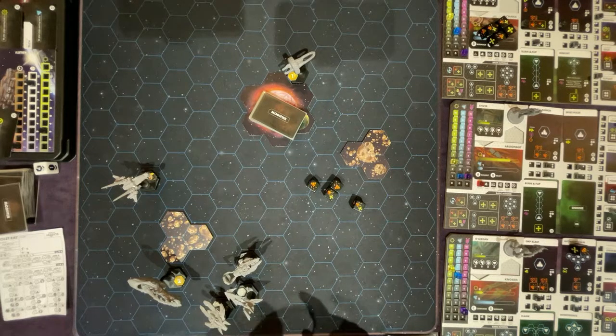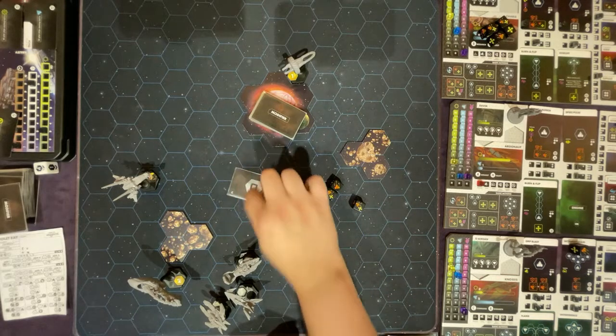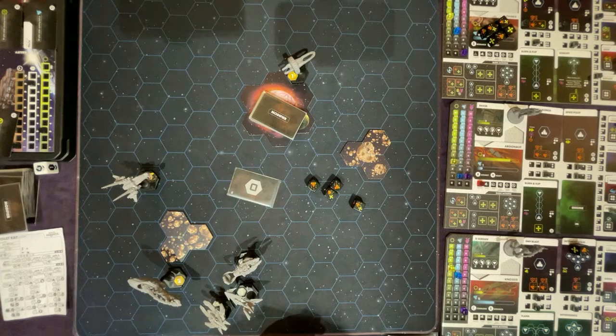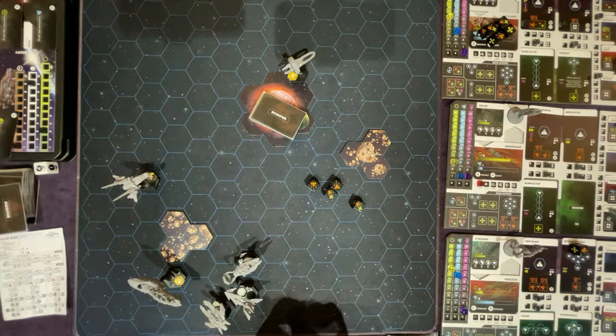So we're going to do, in that order, the 1 damage attack for 1. The 3 damage attack for 2. And then the 2 damage attack for 3, and he's dead. That was exactly what I needed to kill him.